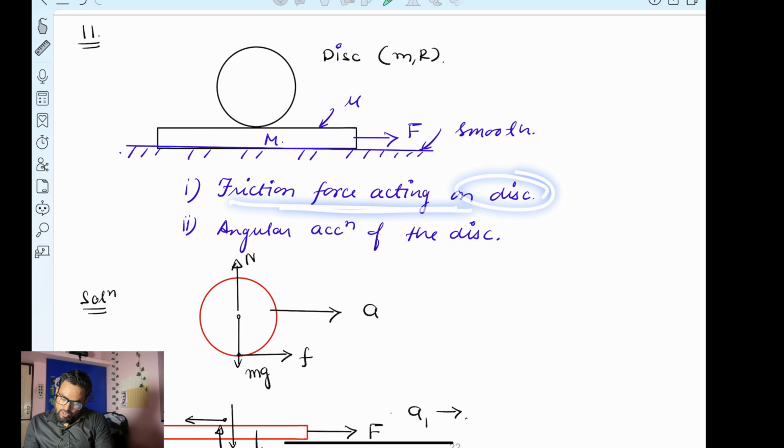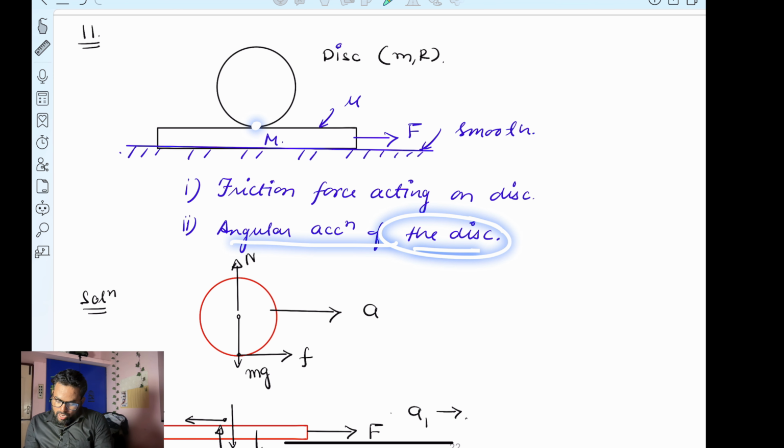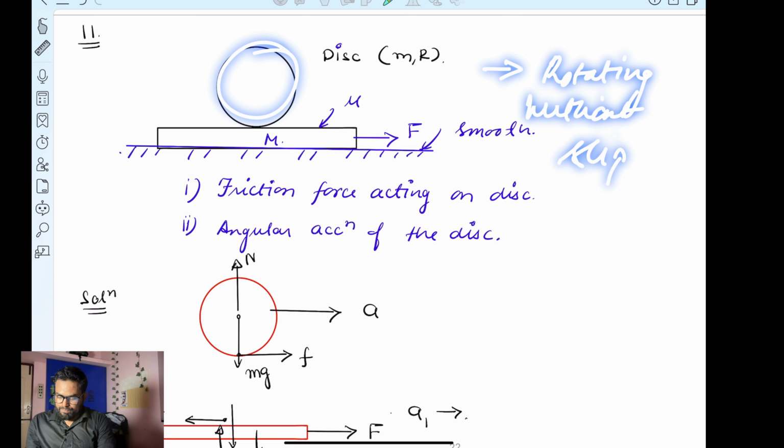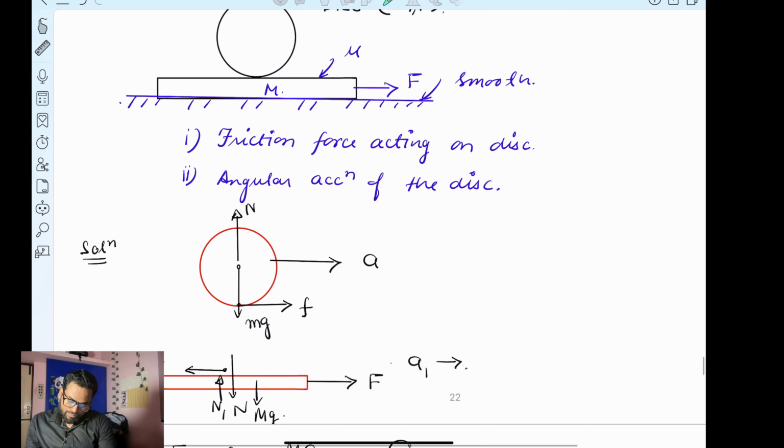So the question is: what is the friction force acting on the disc? And the angular acceleration of the disc, alpha for the disc. The condition is that this disc is rotating without slipping. Okay, it's pure rolling, rotating without slipping.